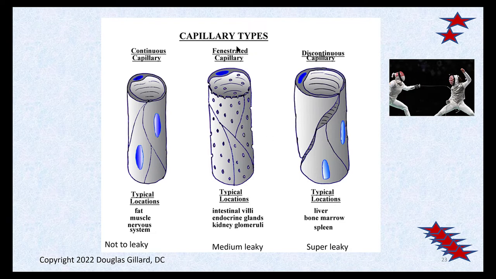And then we have these weird fenestrated capillaries, which are medium leaky. These are the ones in your kidneys and in your intestine. They're called fenestrated. I always think of little fencers. These guys have been fencing and they poked holes in them. So I remember this picture, fenestrated capillaries, fencing. The muscles have these continuous capillaries, and the nervous system, and the really leaky ones are in the bone marrow, where red blood cells are made. You have to be able to get the stuff that's made in the bone marrow into the blood real easily. So we have gigantic holes between the endothelial cells which make these capillaries.